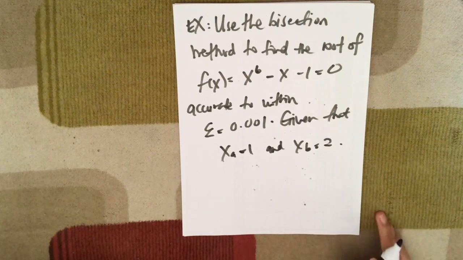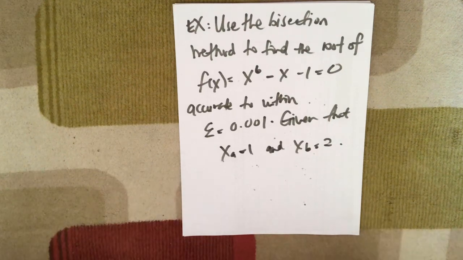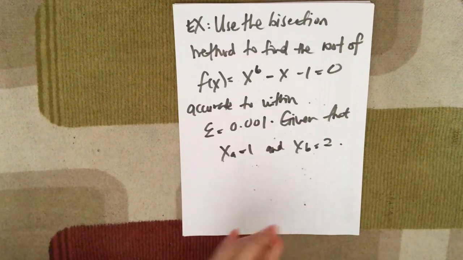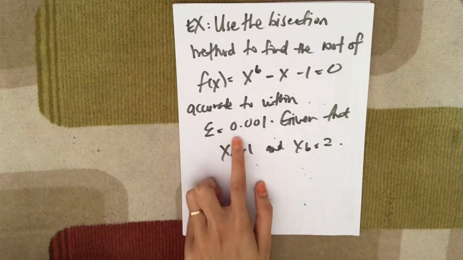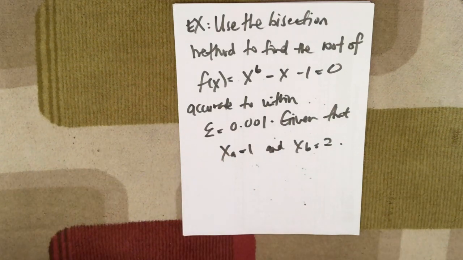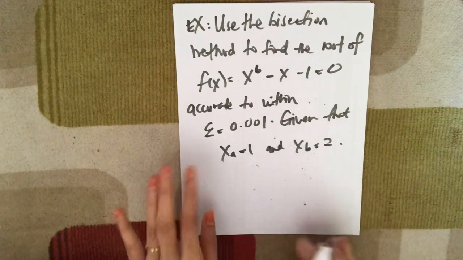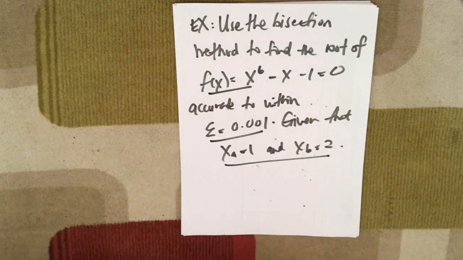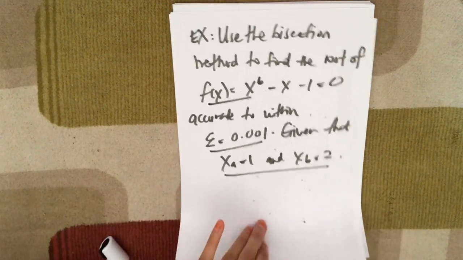Alright, so I repeat. The question asks you to use the bisection method to find the root of f(x). This is your function f(x). Accurate to within error, so it gives you error here. That means you need to do your iteration or calculation until you reach this error or less than. Given that xa equal to 1 and xb equal to 2. So this is the question, and all the information that you need is already given. This is your xa, xb, this is your function, this is your error. So the next thing that you need to do is just follow the steps.